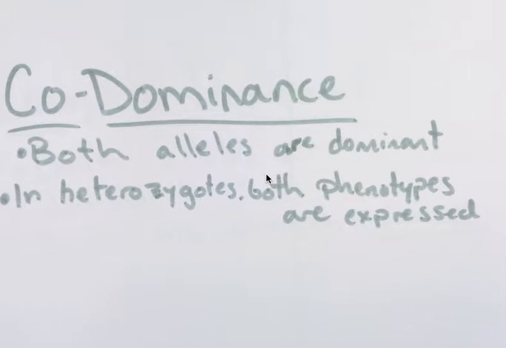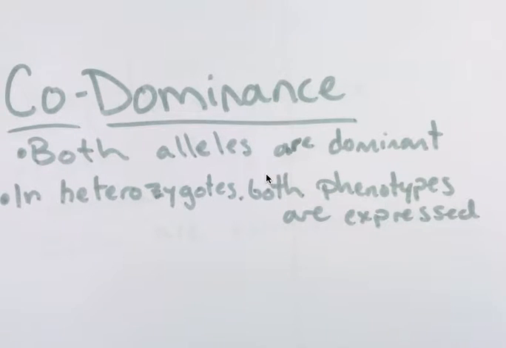Today we're going to talk about codominance. Let's start by talking about what that means. When we say codominance, in codominant traits, both alleles, both versions of the trait, are dominant. In the last video I made, incomplete dominance, we said that neither allele is fully dominant. Here they are both dominant.